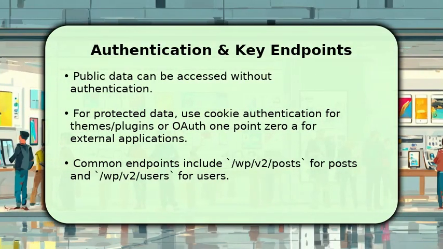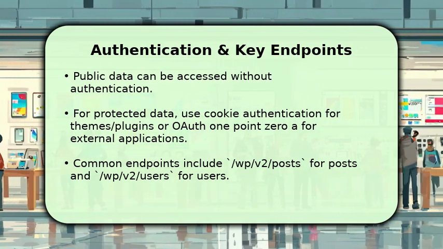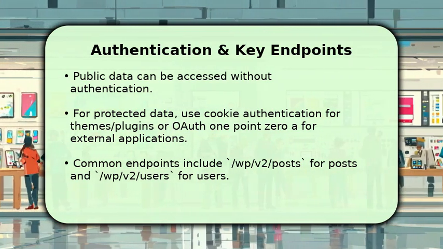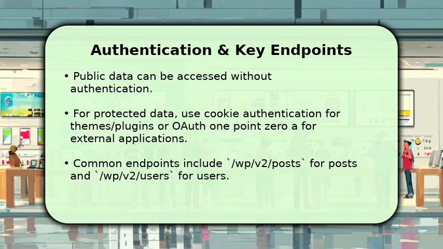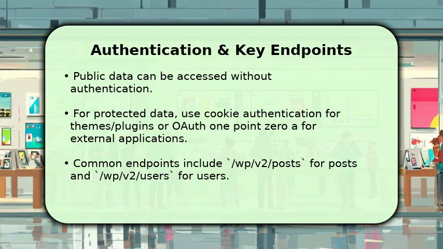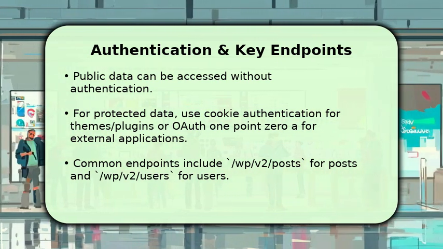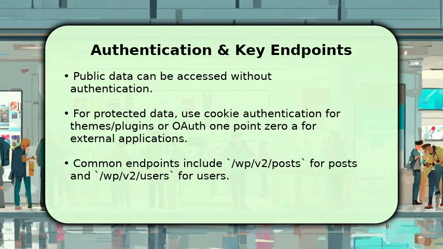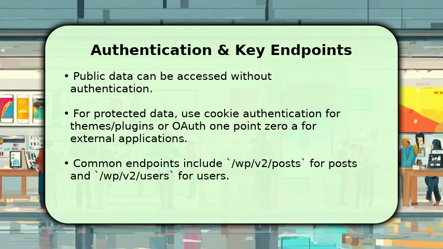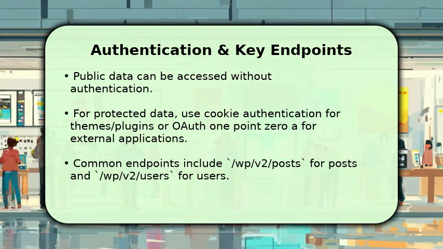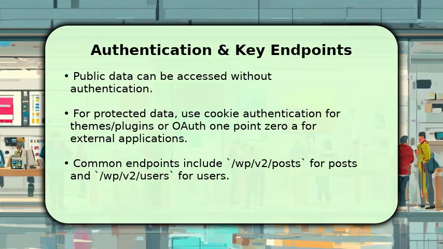Next, let's dive into authentication and explore some key endpoints. For public data, no special authentication is needed. However, to manage protected content, you'll typically use cookie authentication within your WordPress environment or OAuth 1.0 for external applications. We'll look at common endpoints like the one for posts and the one for users, understanding how to interact with them using standard HTTP methods to retrieve or modify data.